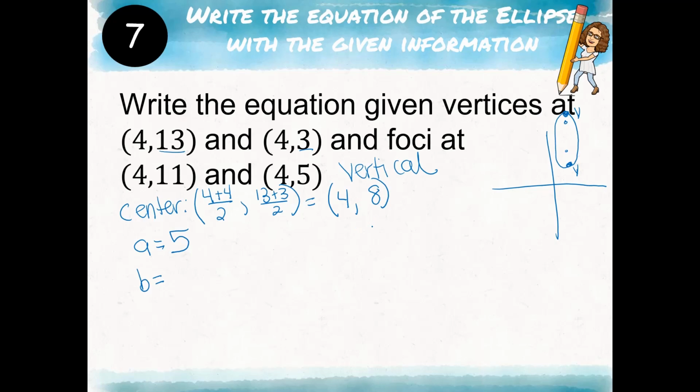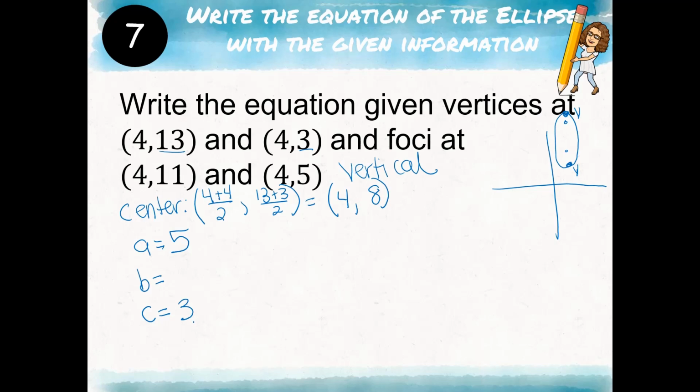I don't have that b value. I can't find it. They didn't give me anything about co-vertices. But I did get something about my foci, and I know my center to a focus is my c value, right? So I do know that my c value is 3, because 4, 5 to 4, 8 is a distance of 3. That doesn't help me though.